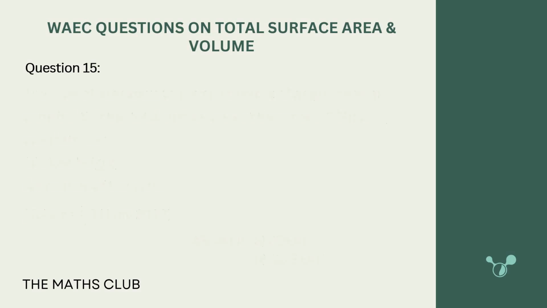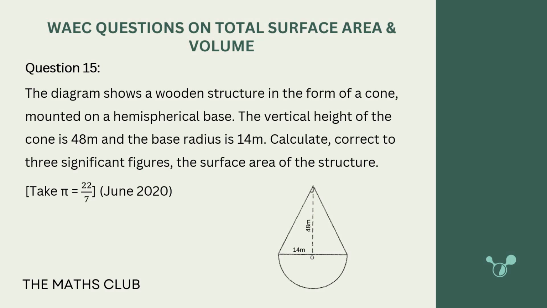Great. Question 15 says that the diagram shows a wooden structure in the form of a cone mounted on a hemispherical base. The vertical height of the cone is 48 meters and the base radius is 14 meters. Calculate, correct to 3 significant figures, the surface area of the structure. Take pi to be 22/7. This is from June 2020. You can pause the video, read the question as many times as you need, and solve it.